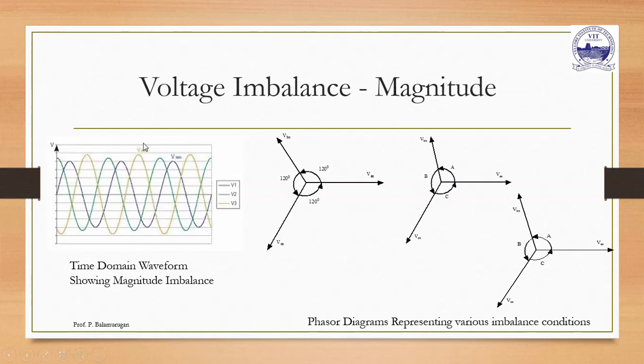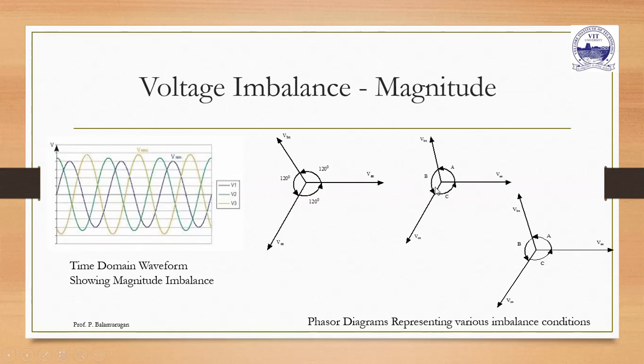Now I can consider it in terms of phasors. For the first case, if you observe, the magnitudes of the voltages are not equal. But if you observe the phase angle between the system voltages, it remains the same, which means that there is an absence of phase imbalance and only magnitude imbalance is present.